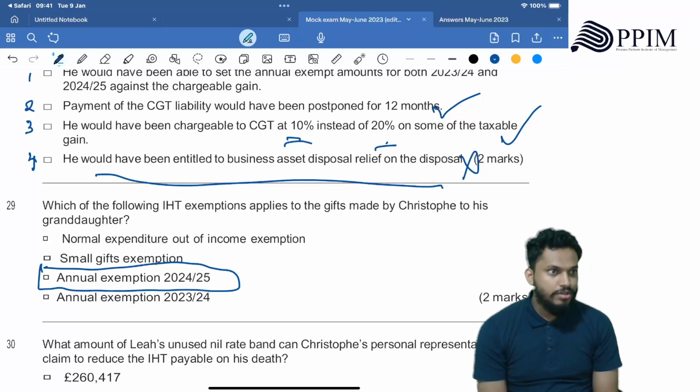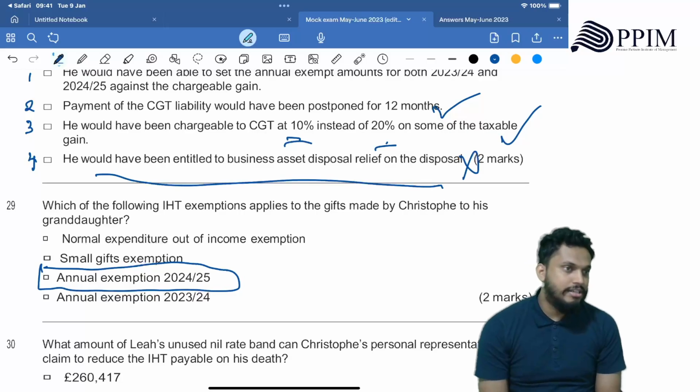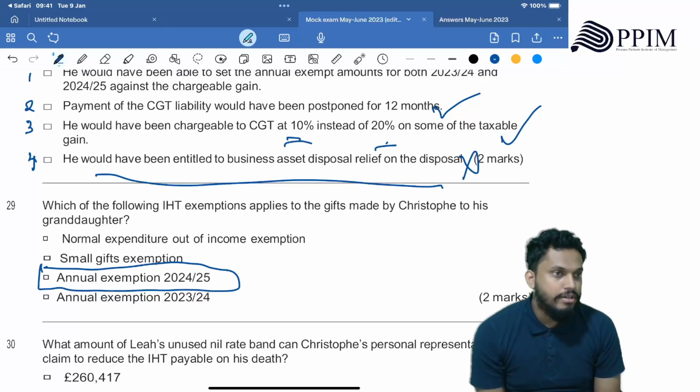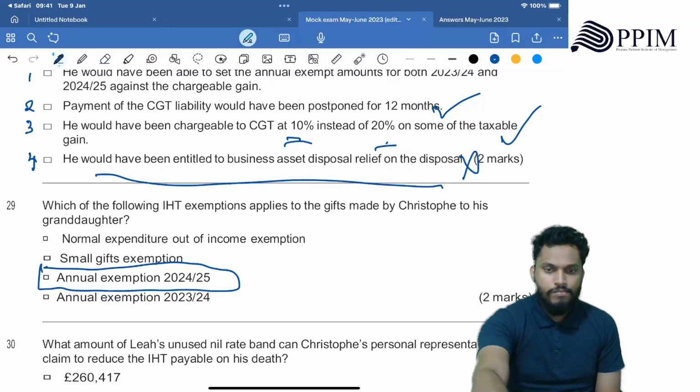Good. But in this, you don't want to consider the normal expenditure out of income exemption. It's not a big point because it's 250. It's going to be every day. It's not a normal expenditure. It's going to be a regular expenditure. Small gift exemption we can't take. But for normal expenditure out of income, we have to say whether it's regular and it doesn't affect the living standard, the current income of him. So both of it satisfies, right? Good.